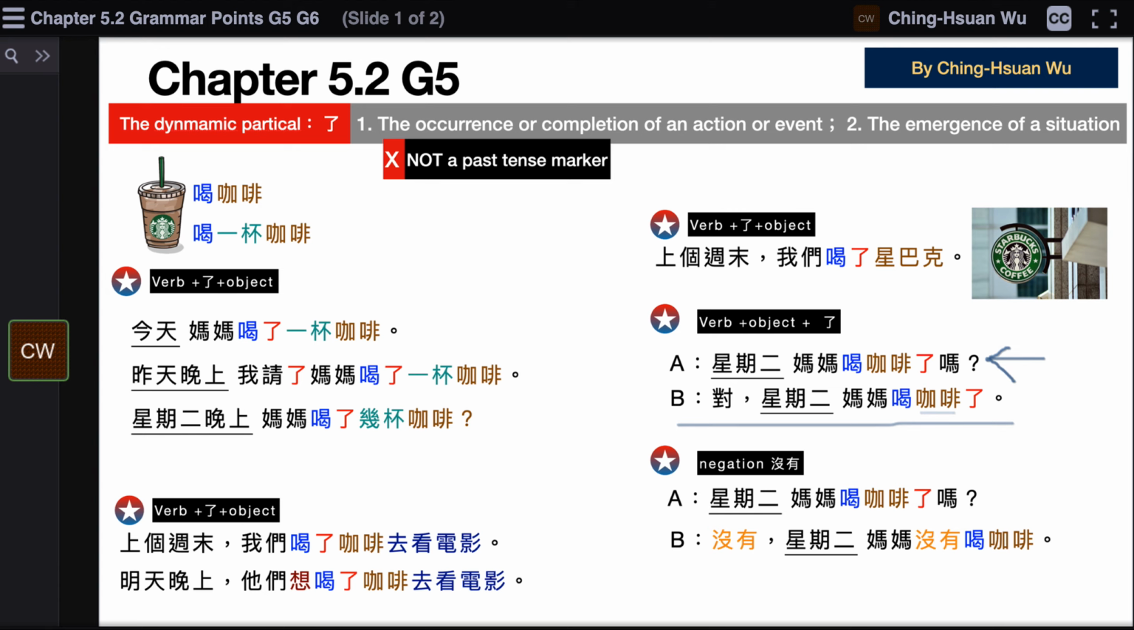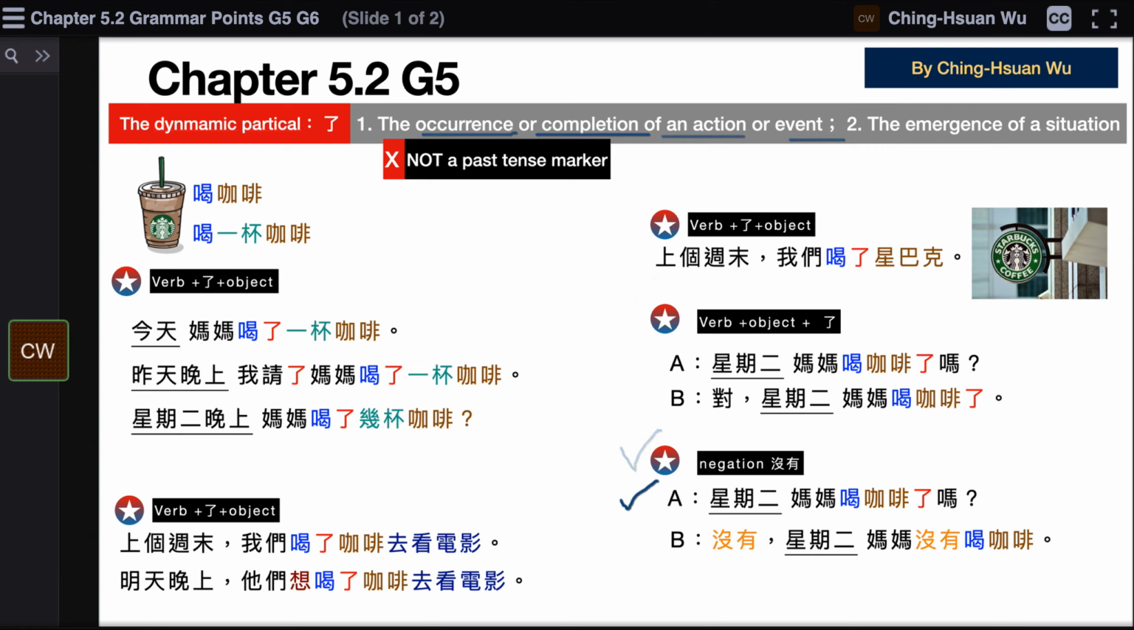So far, we have verb, le, and then object. So we have learned this structure. And also verb plus object, and then le. So far we have learned two different styles of how we can use le. Next one, let's talk about what if the action or event didn't occur or didn't get completed.